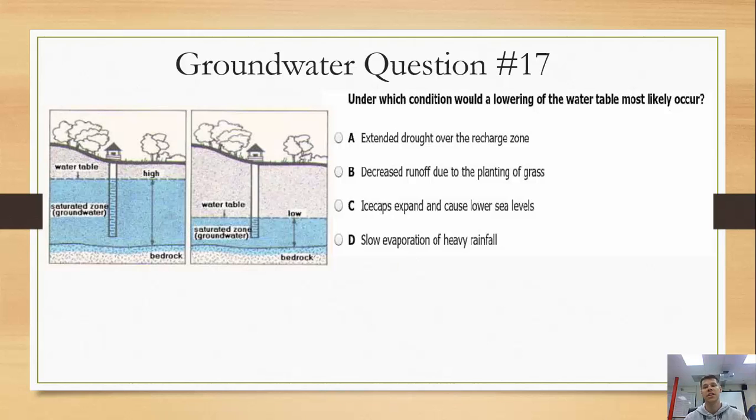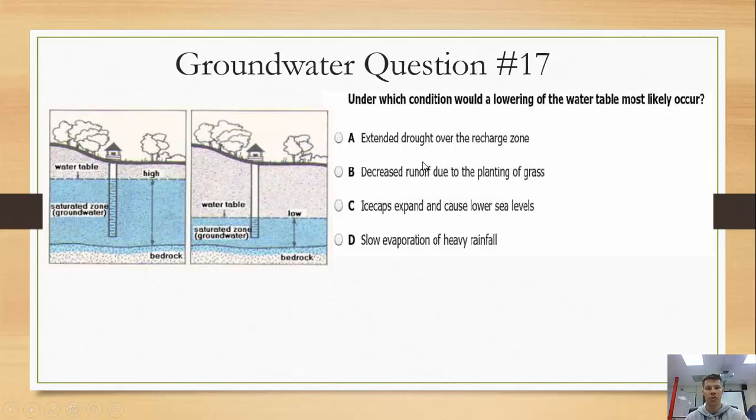Under which condition would a lowering of the water table most likely occur? So what would cause our water table to go from really close to this guy's house to all the way down to nearly the bottom of the well? This guy's in danger of not being able to get any more water out of his well. So what would cause that? Extended drought over the recharge zone.